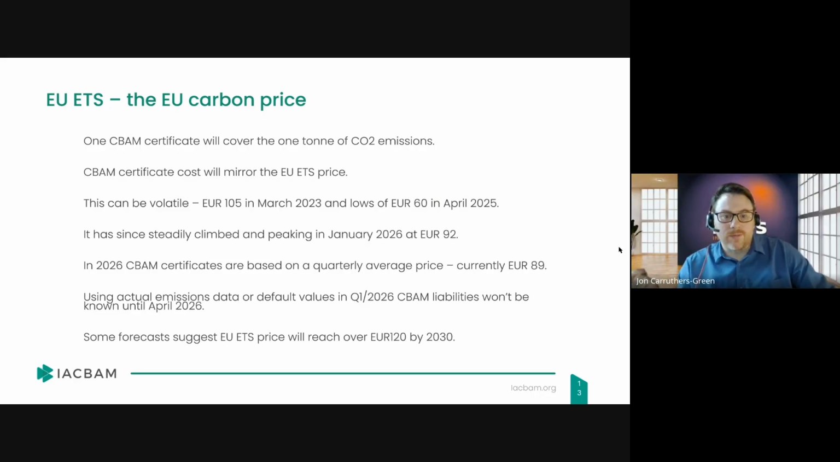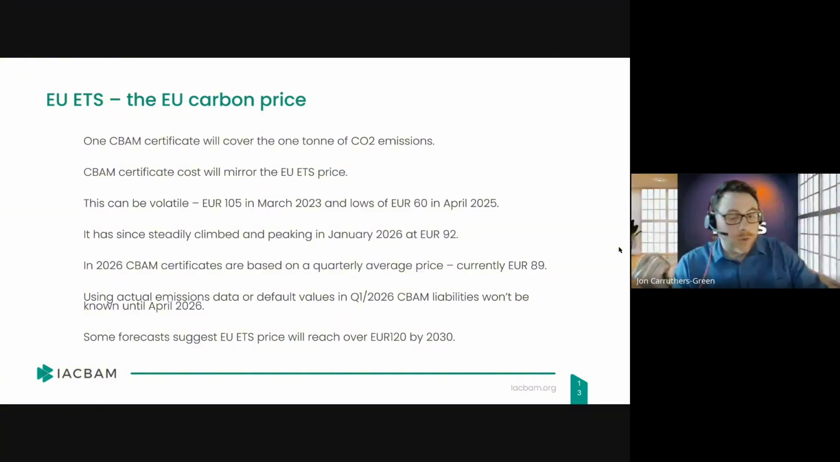The price of these certificates, as I say, is all based on the EU ETS price. Now, this is the scheme which has been operating in Europe for several years now. We know it here probably in the UK as carbon credits or cap and trade. This is the scheme that essentially puts a price on that CO2 emissions. The price can be a little bit difficult to assess. It has been quite volatile.